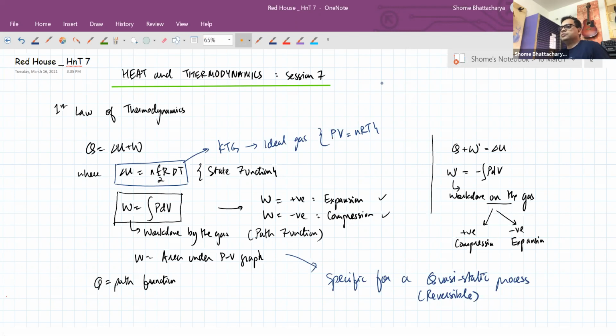Yeah, Somarup, F is the degrees of freedom, which is 3 for monoatomic gas and 5 for diatomic gas. You remember, no? We have discussed that in kinetic theory of gases. Okay, good.